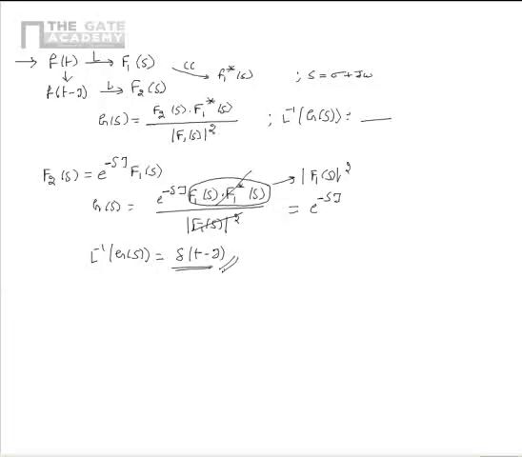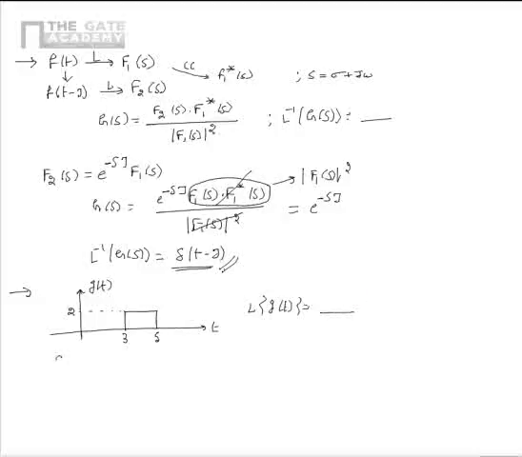Now let us look into another problem as per which there is a pulse which is given as shown in the figure. The pulse is present from t is equal to 3 to t is equal to 5, and it has a magnitude of 2. We need to find the Laplace transform of g of t.